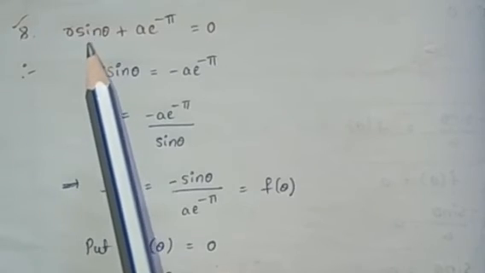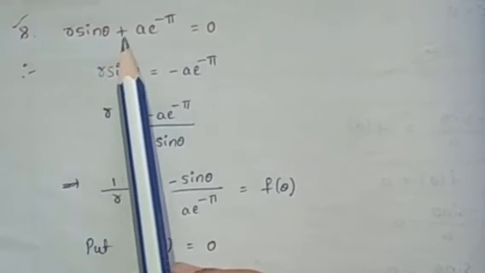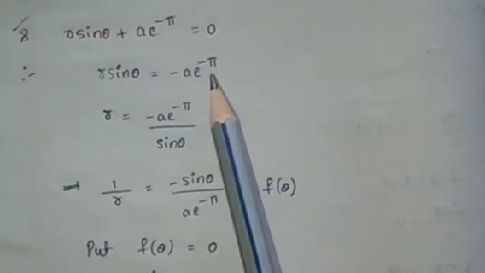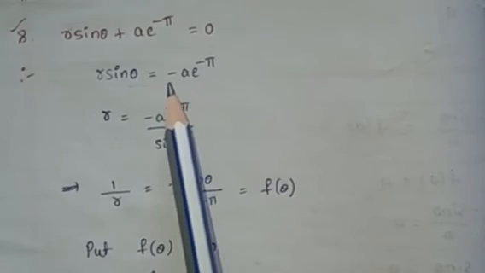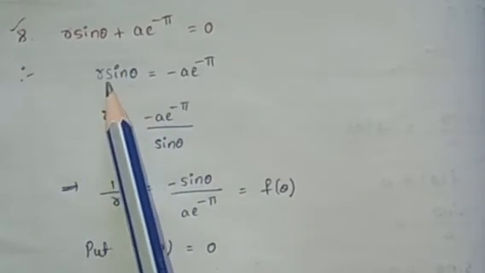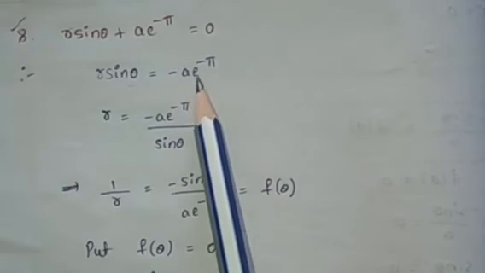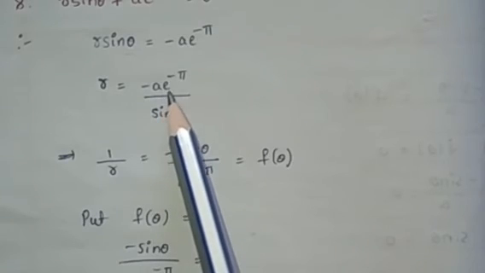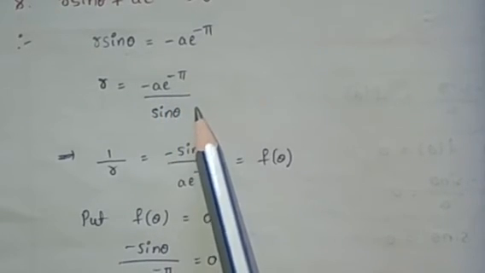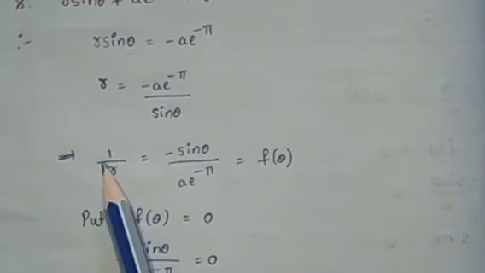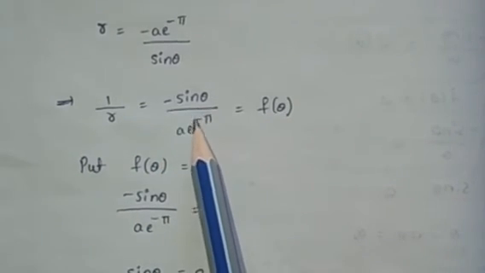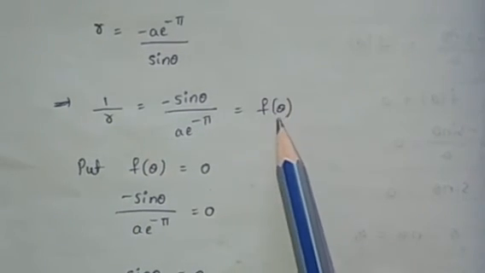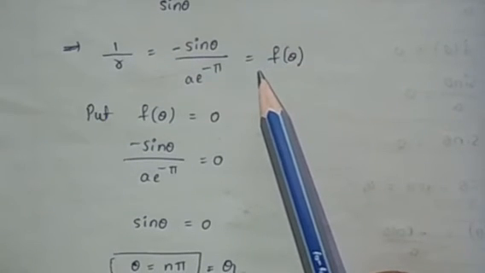The next problem is: find the asymptotes of r sin theta plus a into e to the power minus pi which is equal to 0. You write the given equation. This equation can be written as r sin theta which is equal to minus a into e to the power minus pi. What about the r value? r is equal to minus a into e to the power minus pi by sin theta. You take the reciprocals, you get 1 by r which is equal to minus sin theta by a e to the power minus pi. You consider this as f of theta, then you find the roots of theta.